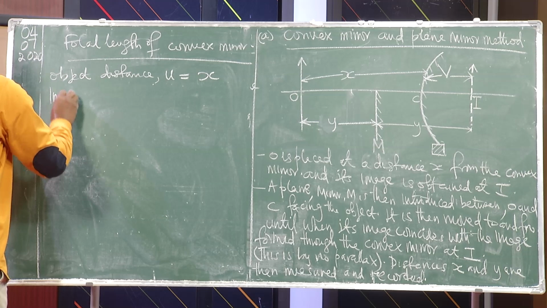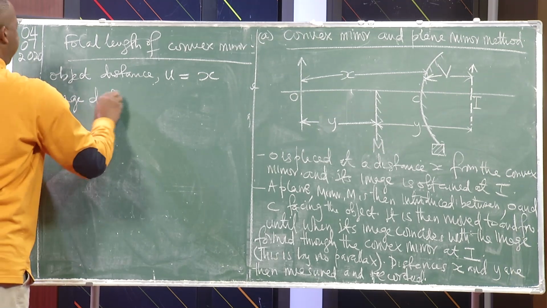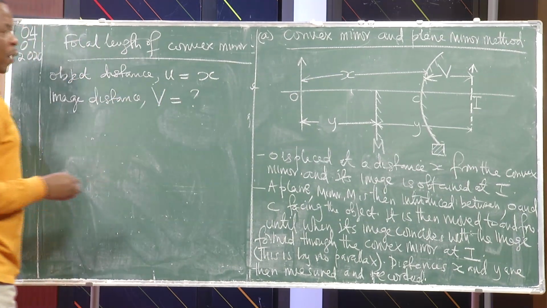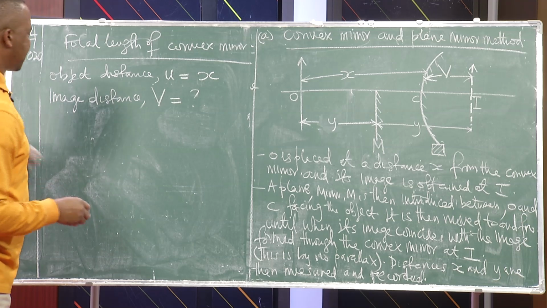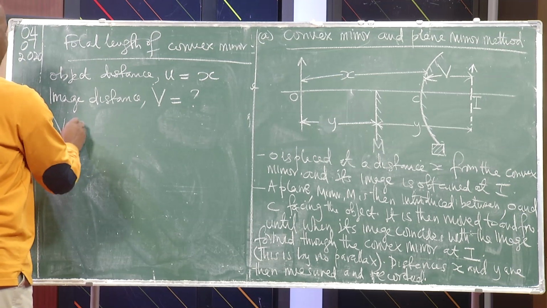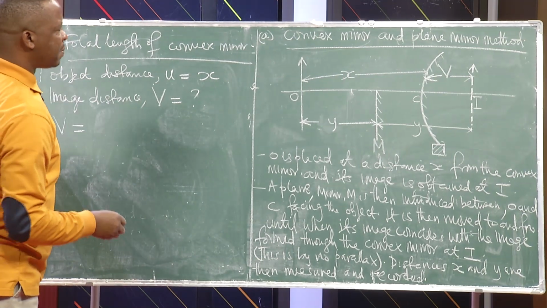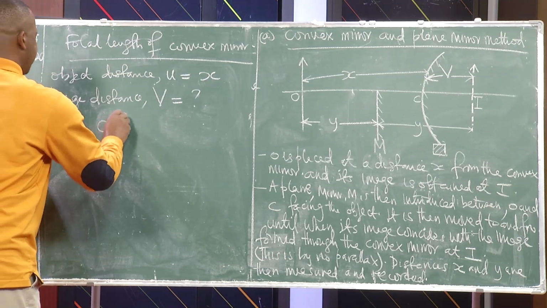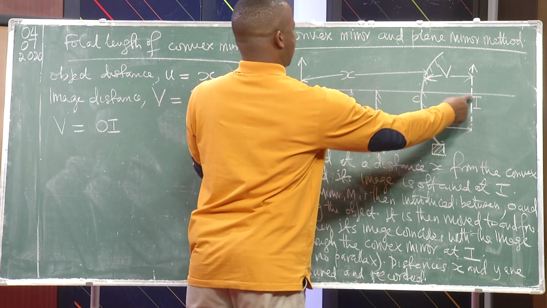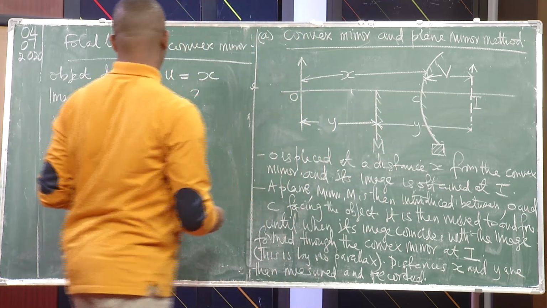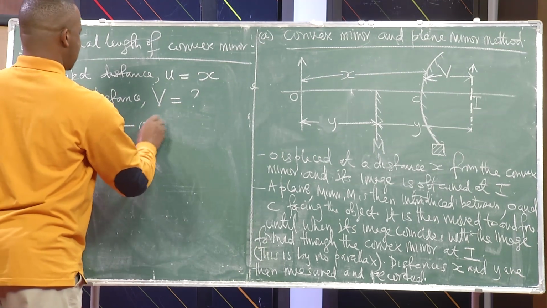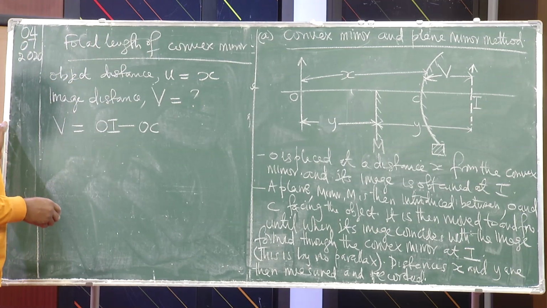The image distance v is what we want. How do we get v? We can say that v will be obtained from OI. If we get OI and we take away OC, we get v. OI minus OC is v.